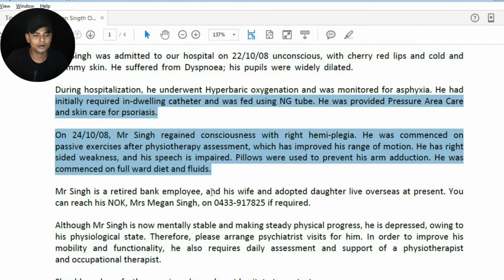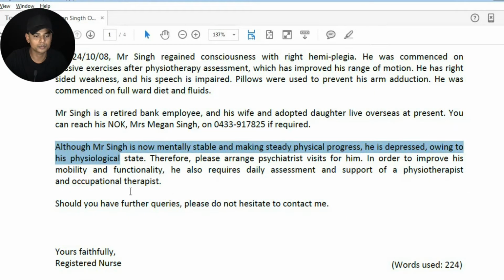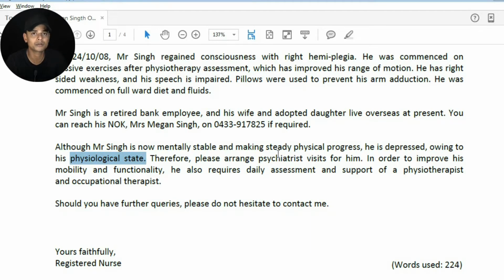Understood? Now, finally, what we need here is the discharge plan. Although Mr. Singh is now mentally stable and making steady physical progress, he is depressed. That's the main thing. Owing to his physiological state. In the letter it's given he is depressed because he cannot do things by himself. He has to be dependent on somebody else. We just mentioned it in just one word here. Physiological state. You see that's how you make this letter concise.